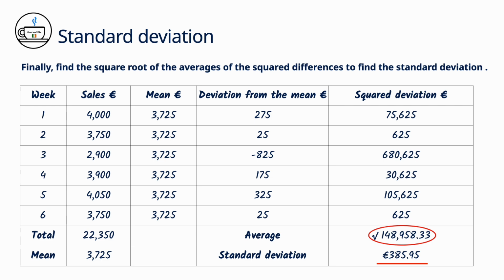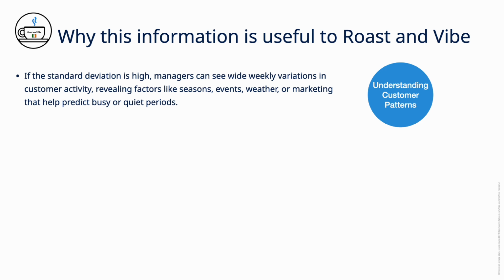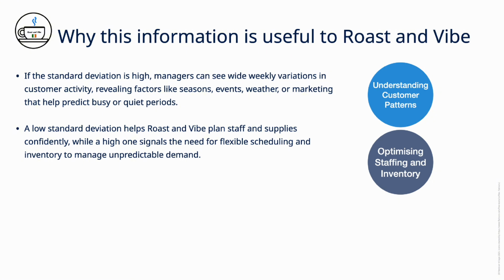It's important to ask yourself why this information is useful to a business like Roast and Vibe. If the standard deviation is high, managers will see that customer numbers and purchases vary widely from week to week. This can highlight seasonal effects, local events, weather changes, or even the impact of marketing campaigns, which helps the shop anticipate busy or quiet periods more accurately. A low standard deviation allows Roast and Vibe to schedule staff and order supplies with confidence, reducing the risk of overstaffing or running out of ingredients.